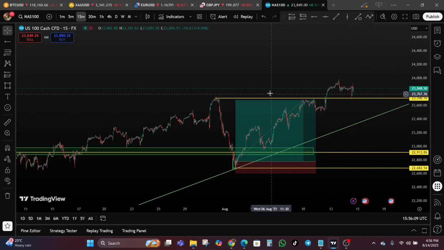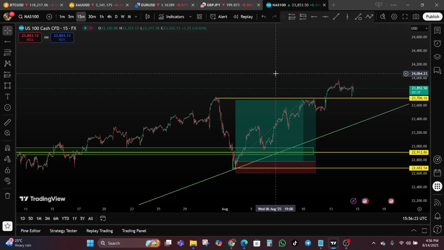Okay. Nasdaq 100 moves best during high volume periods, especially during the New York session and the London New York overlap. So these are times that produce strong directional moves with cleaner setups. You want to avoid low volume hours where price action can become choppy and unpredictable.